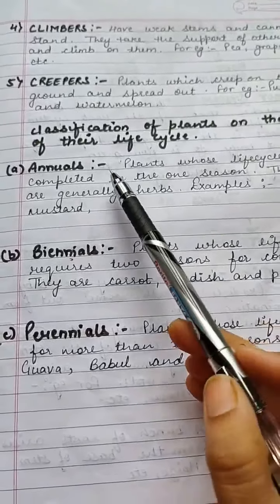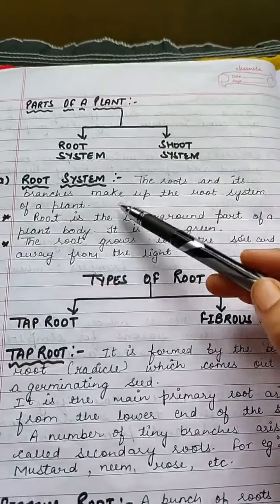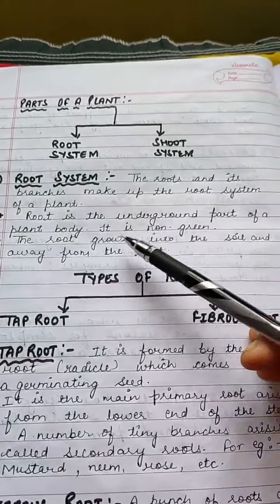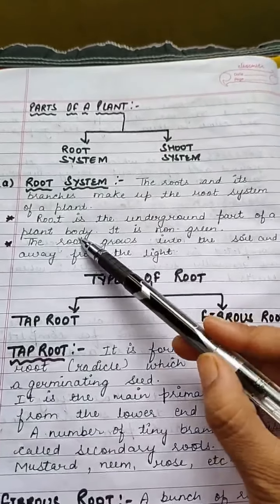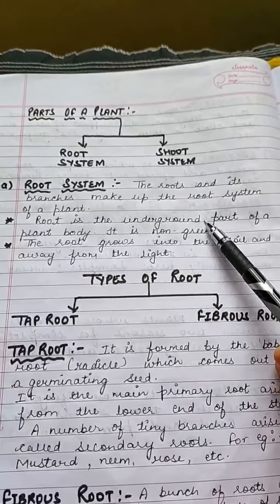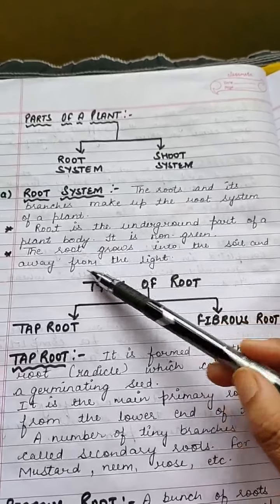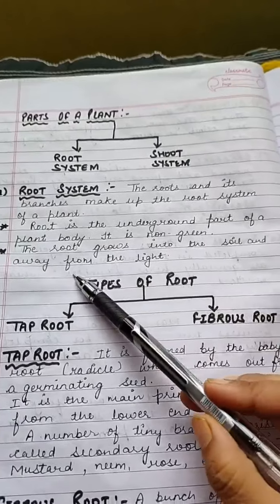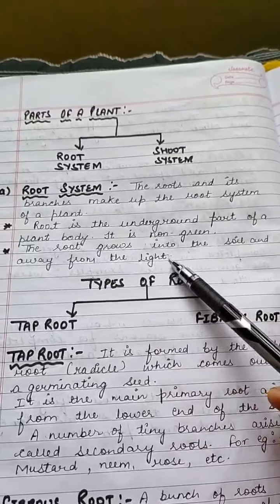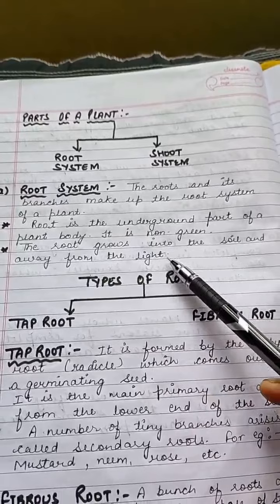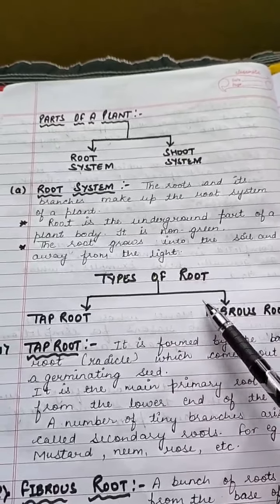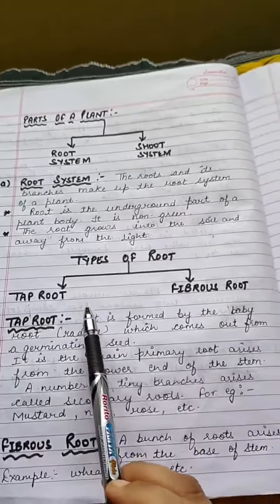So number one is root system. The roots and its branches make up the root system. Root is the underground part of a plant body. It is non-green. The part of the plant which is below the ground is root. The roots grow in the soil and away from the light.